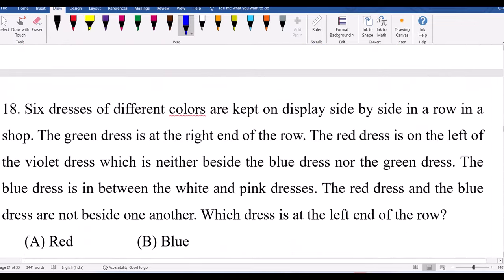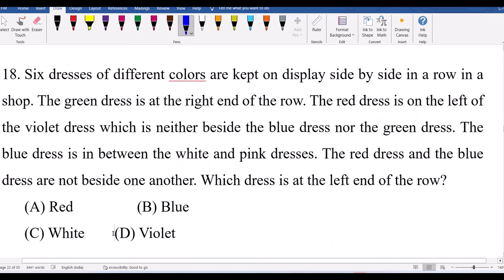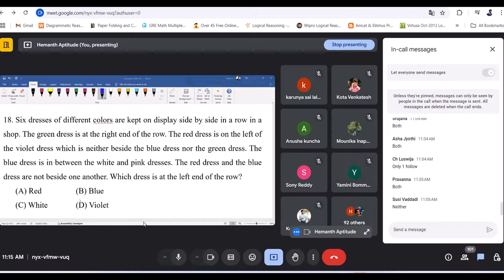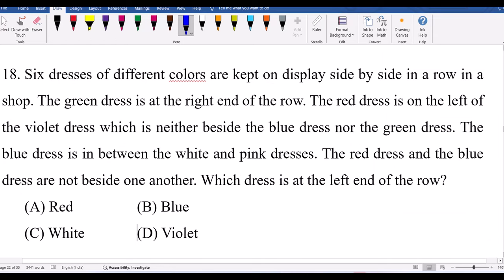Now again, back to the seating arrangements. See this 18th question.